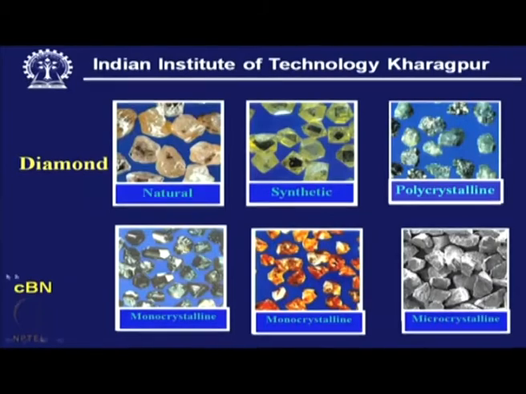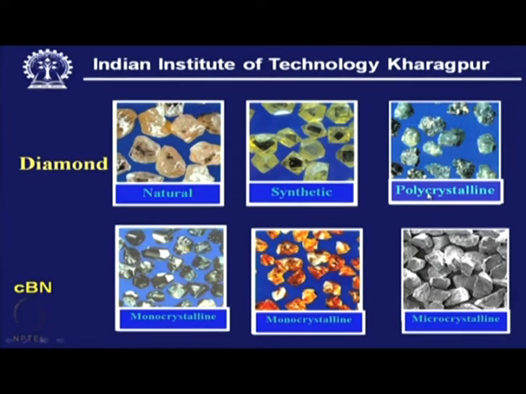Here we see various types of diamond and CBN. This is one of the natural variety which is a mined one, mined diamond. This is synthetic, man-made, which is a single crystal type having a blocky shape, very strong and tough. These are used for difficult grinding task.